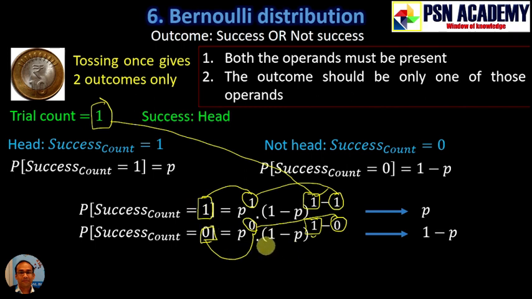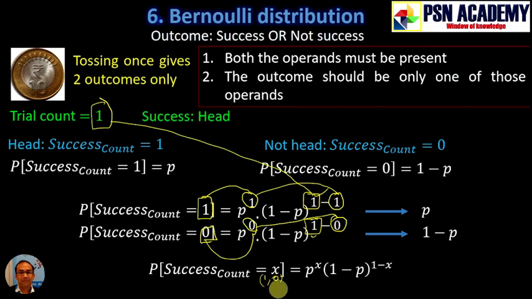So, if you generalize this equation, then what you get? Probability of success count equal to x. X may be 1 or 0. And p raised to x, whatever may be the x, that will be the power of p. We can see here, p raised to x. And 1 minus p will be 1 minus that x. So you can clearly see that these two equations are clubbed together in a generalized form like this. So, this is the equation of Bernoulli distribution. Clear?